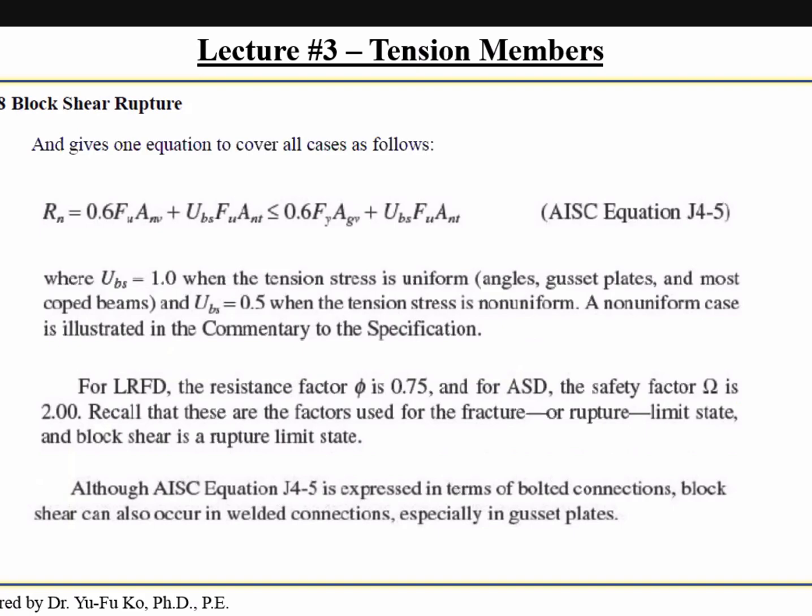Like I mentioned last week, this equation J4-5 is for bolted connections. But block shear can also occur in welded connections, especially in the gusset plate. So if you have a welded connection, you can still apply this equation, but you don't have net area. Everything is gross. That's the only difference, because in a welded connection you don't have any bolts, no net area to talk about.